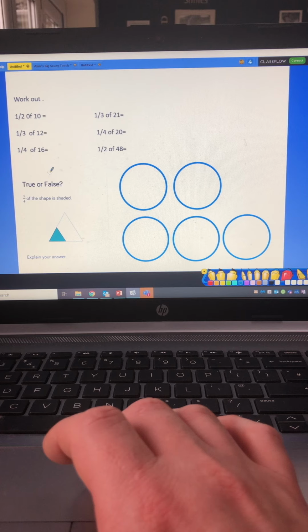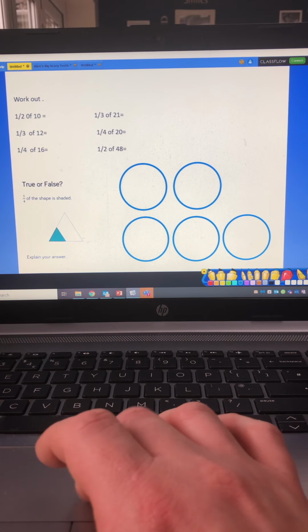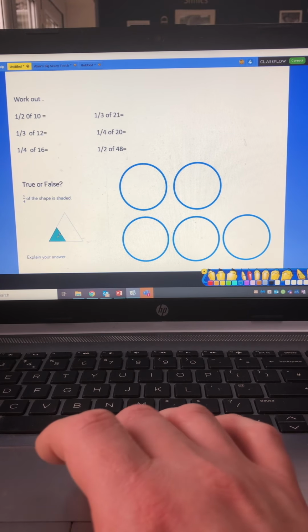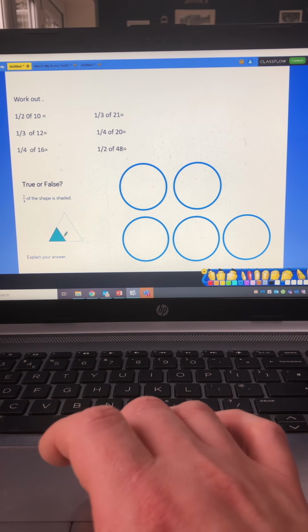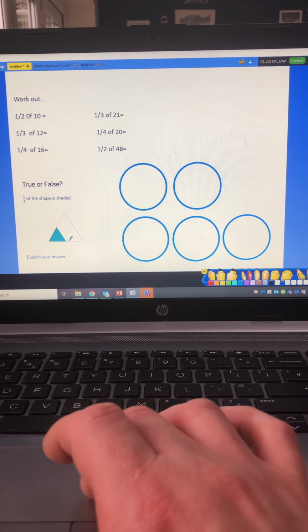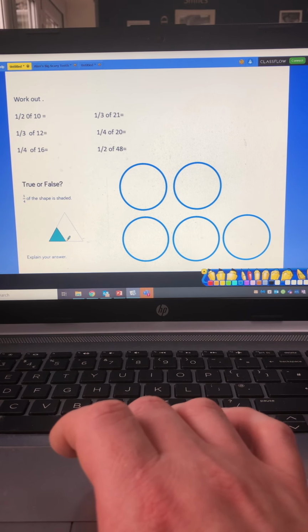Some of the examples that you may see today may involve you to use some reasoning. In our example down here at the bottom, it says a quarter of the shape is shaded, and we have to work out if this is true or false. We can see that we have a triangle inside a larger triangle. The question is, is it a quarter, and how do we know?